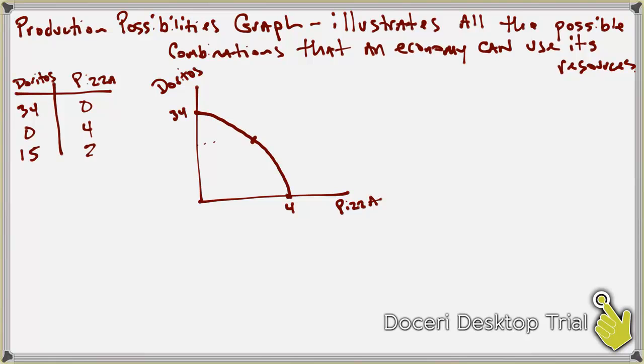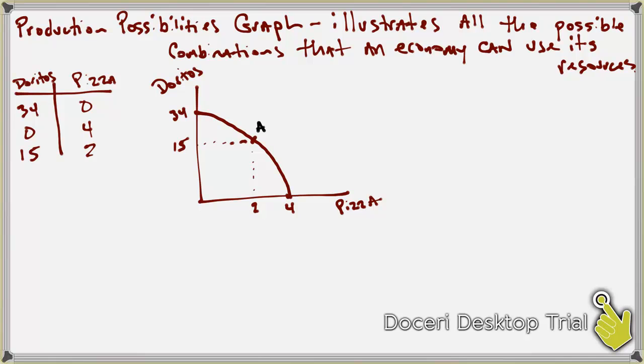Okay? And we'll put down that at this point it's 15 and 2. There we go. So that's kind of what your production possibility curve should look like. Okay? Now, on this graph, we're going to do some labeling here. We're going to call our point in the middle of our line point A.